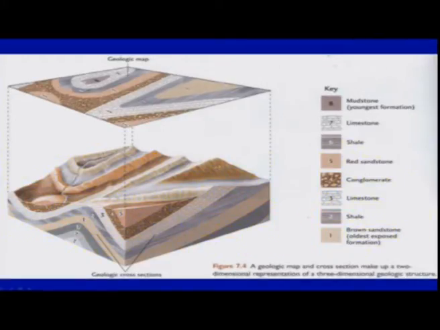This is an example of how these folded sections are represented on geological maps. These are the folded beds shown here. If you add the dip direction and the strike direction, you can easily make out, or draw, the sections also.